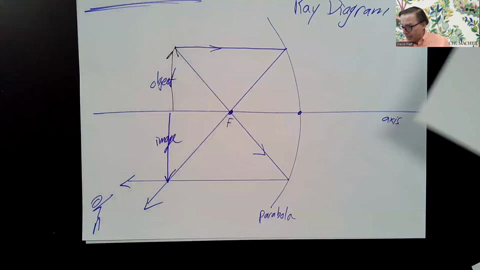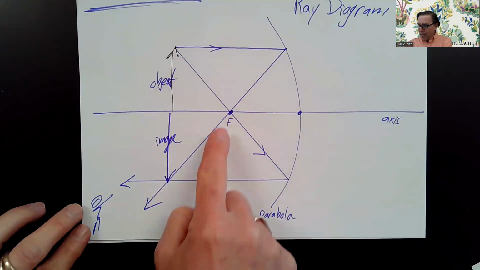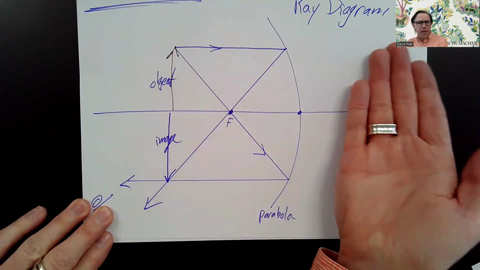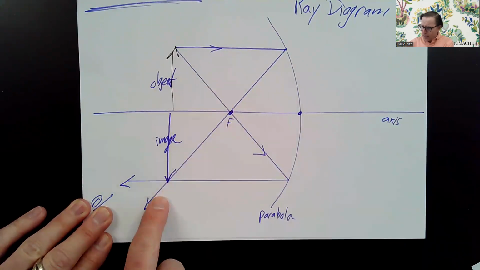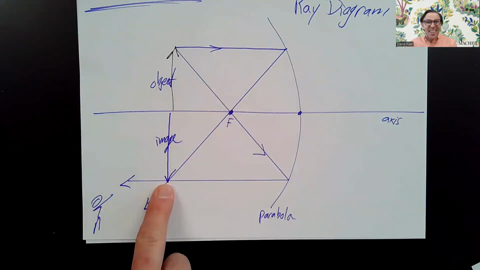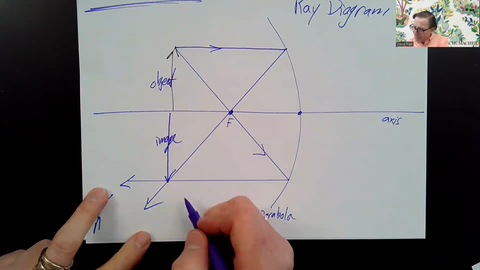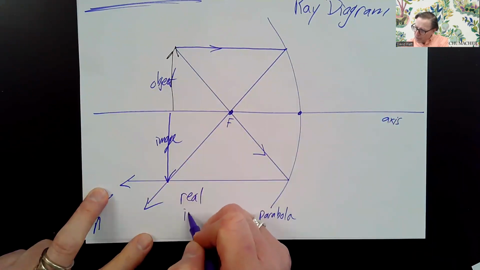I also see that I didn't ever draw any rays over here. No dotted lines. These are solid lines. So there really is light here. So I get a real image.